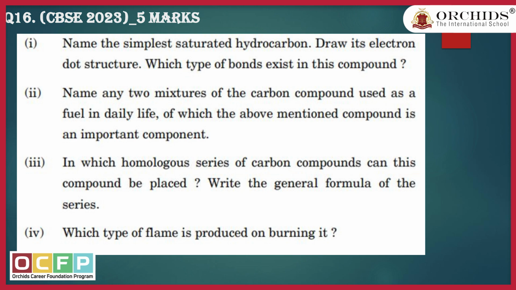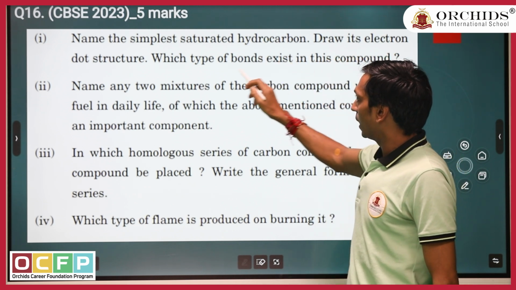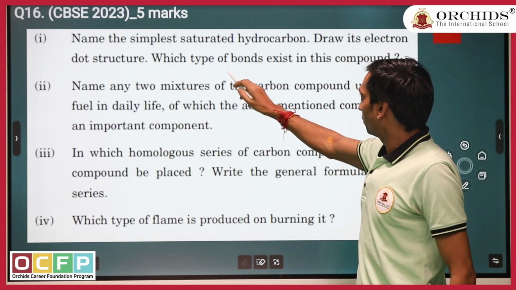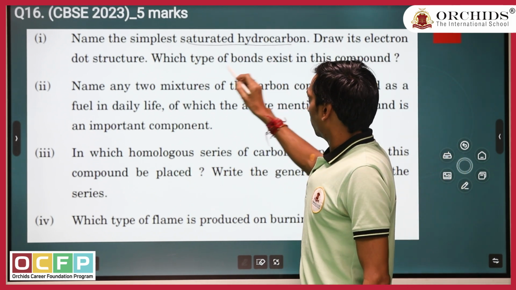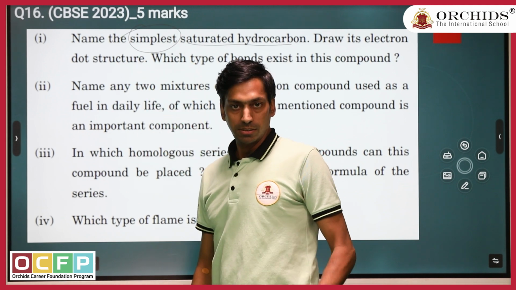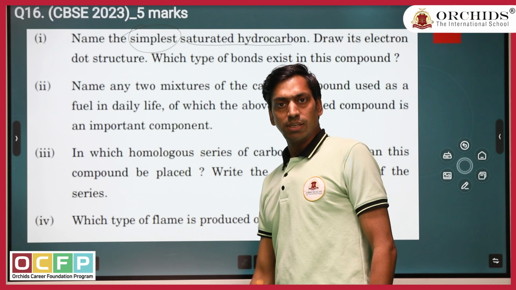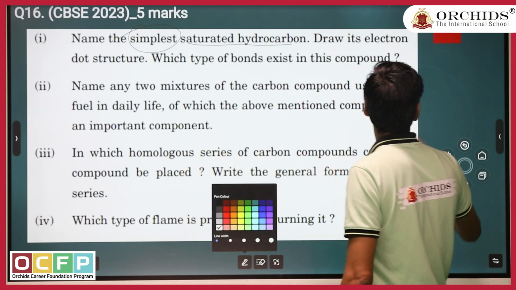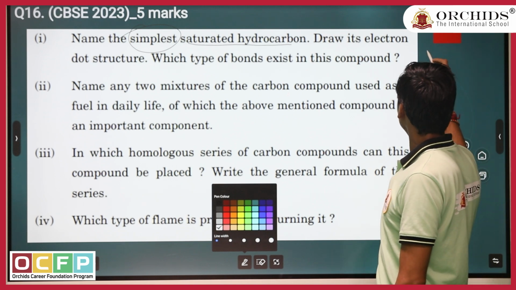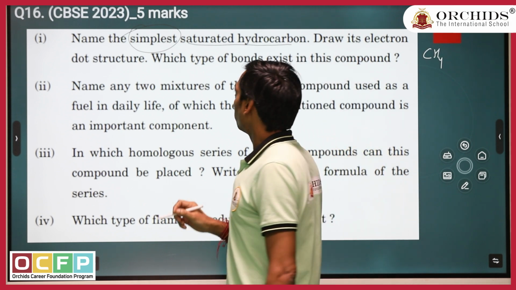Next we are having, name the simplest saturated hydrocarbon, draw its electron dot structure, and which type of bond exists in this compound. Saturated hydrocarbon and simplest. Simplest means the first member, right? So the first member of saturated hydrocarbon, meaning alkane, is what? That is CH4, and that is called methane.